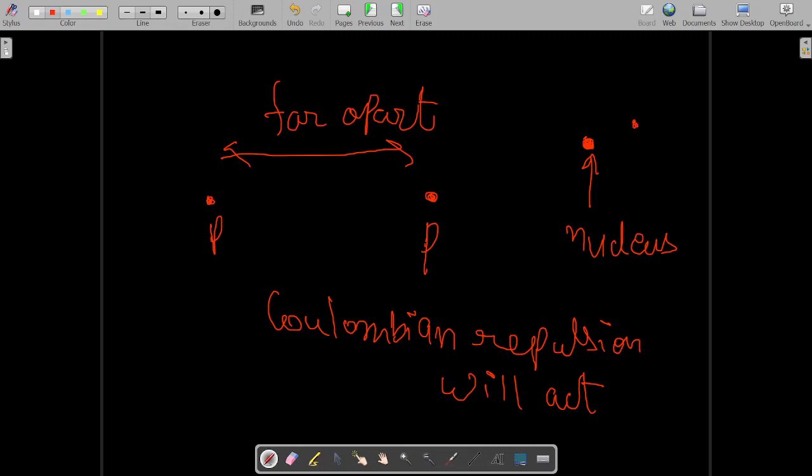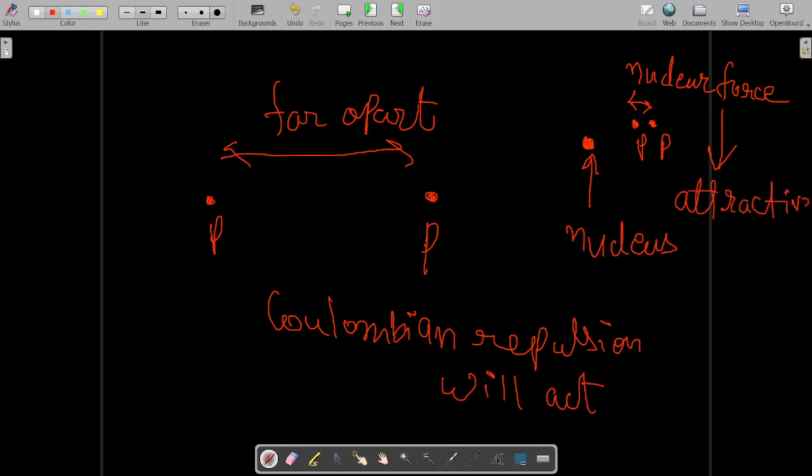The protons are so close to one another in this nucleus that when the distance between two protons is reduced to such an extent that it gets lower than some critical value of distance, then they experience nuclear force, and this nuclear force is always attractive in nature. It is not repulsive in nature.